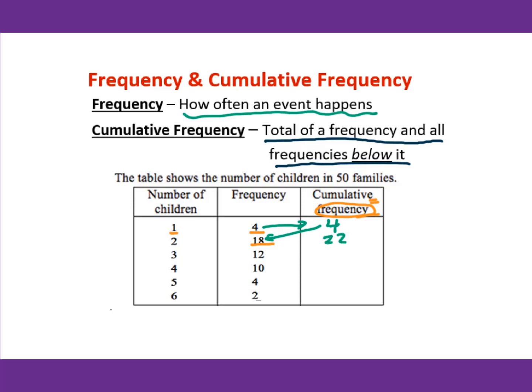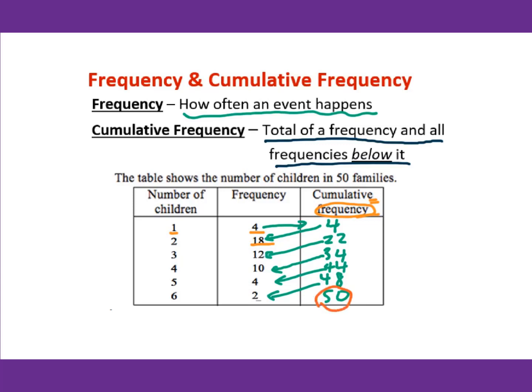4 plus 18, 22. 22 add 12, that's 34. Add 10, 44. You add 4, 48. Add 2, that's 50. What's the meaning of cumulative frequency?